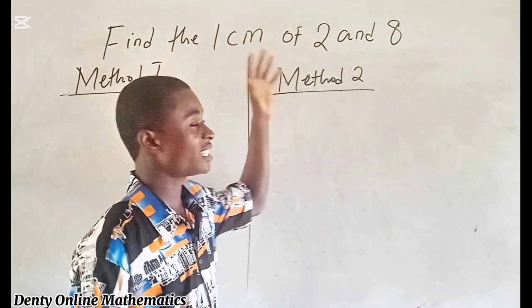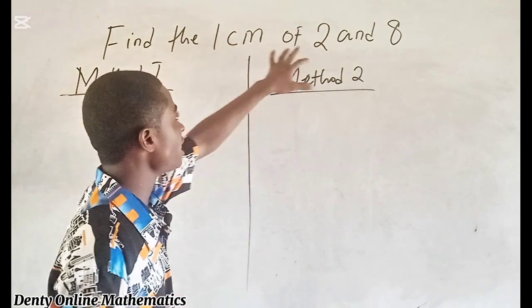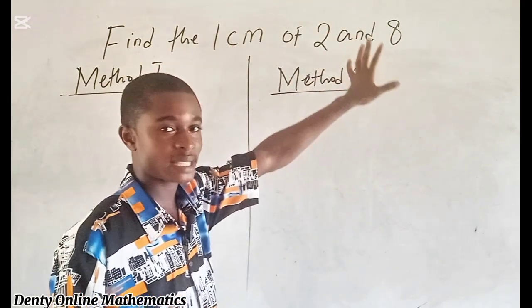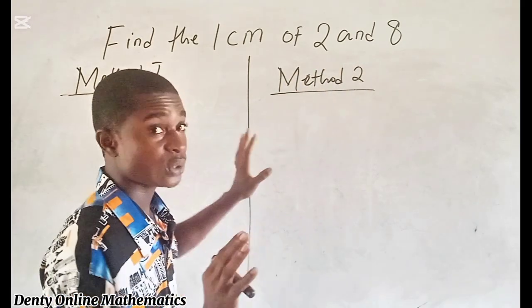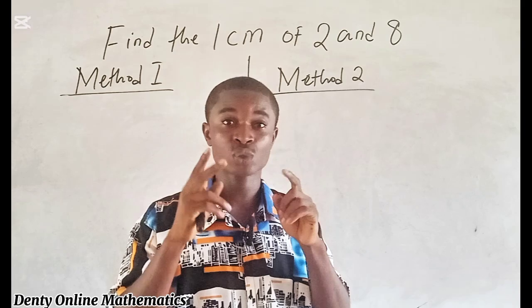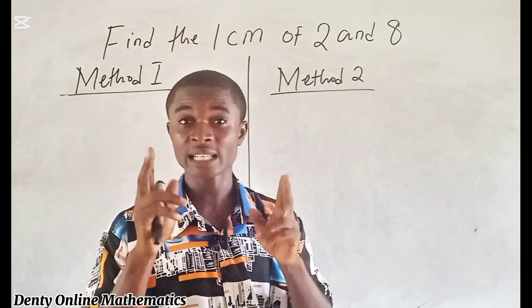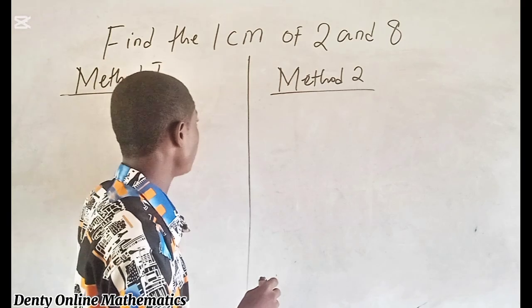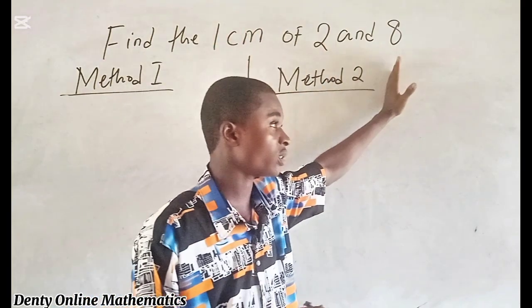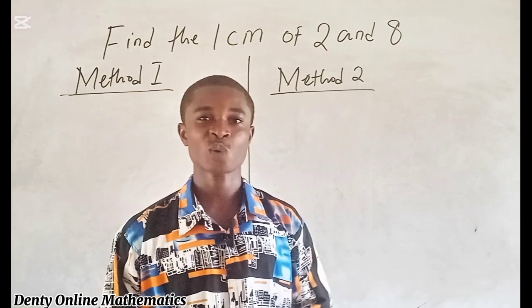Now, this is your question. We have to find the LCM of 2 and 8. And in this video, I'm going to show you two ways to solve this. That means I'm going to introduce two methods or two patterns for you to understand this. Now, it's either you understand the first step or you understand the second step. But the most important thing is you must understand one.